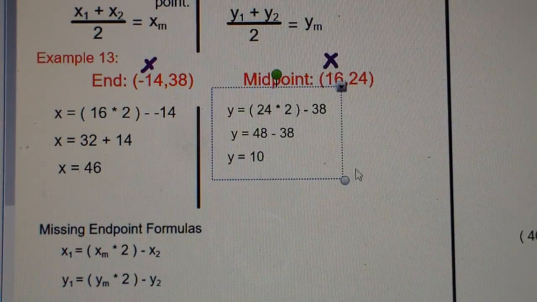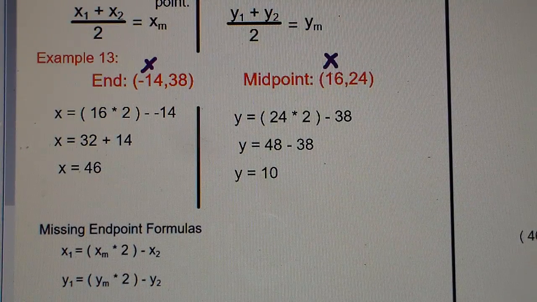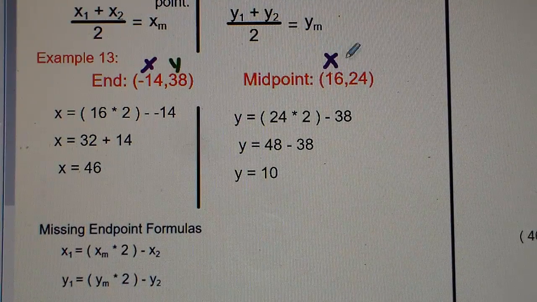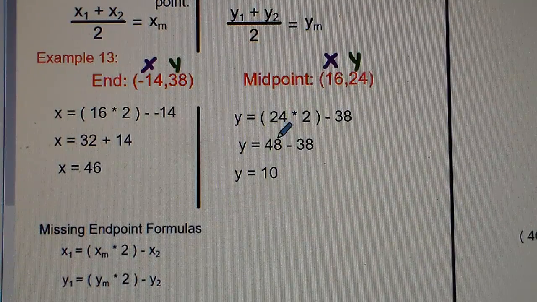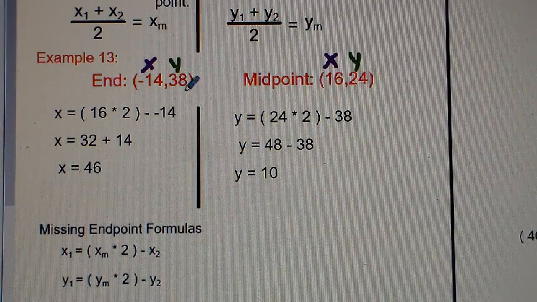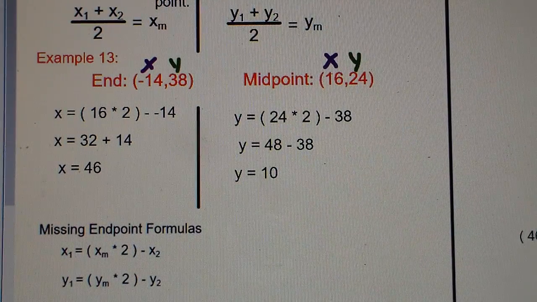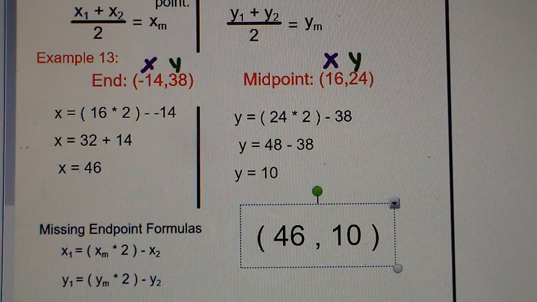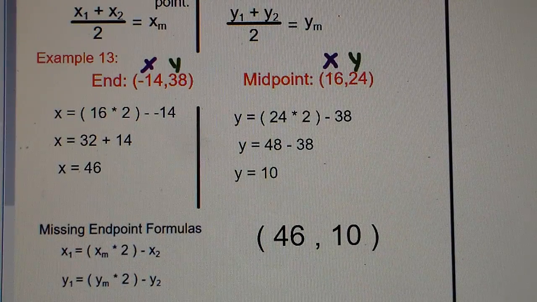Do the same thing with my y values. So one endpoint is 38 for the y value, and the midpoint is 24. 24 times 2 is 48, minus the 38, which is from this other endpoint. So 48 minus 38 is 10. So my answer is 46 comma 10. And this is the other endpoint.